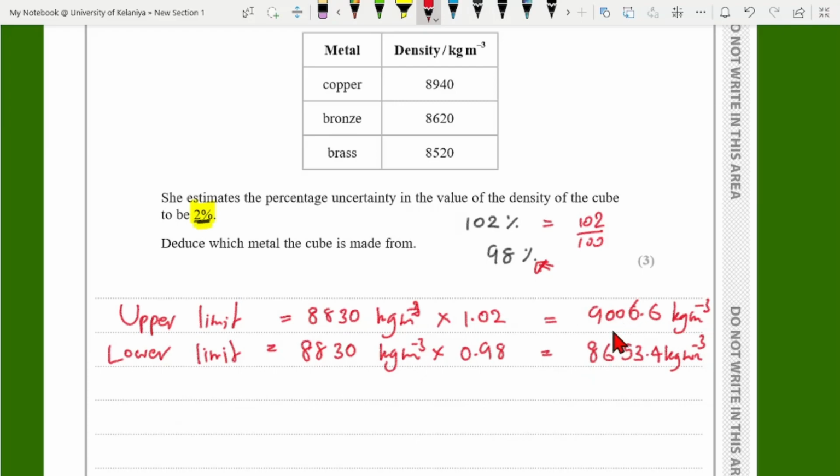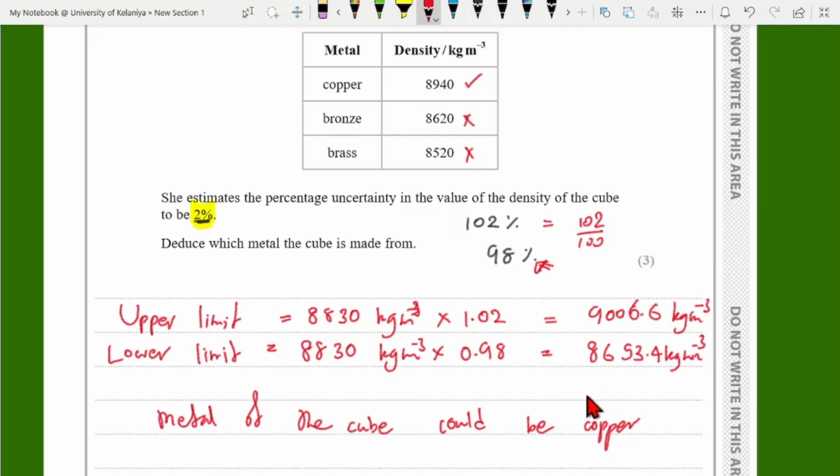So we can conclude by checking one by one. Copper is in between these two values, so it could be copper. What about bronze? No, it is 8620, lower than the lower limit, so it couldn't be. What about brass? We don't even care about that one, because that is lower than even bronze. So the metal of the cube could be copper.